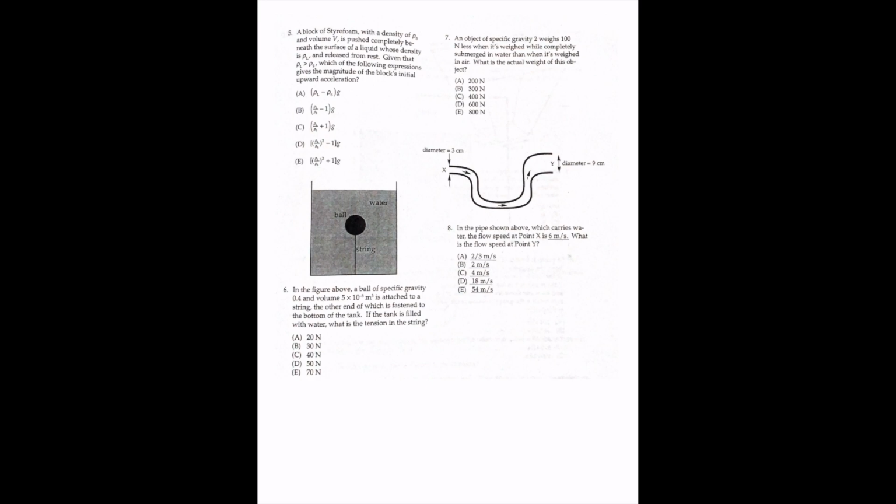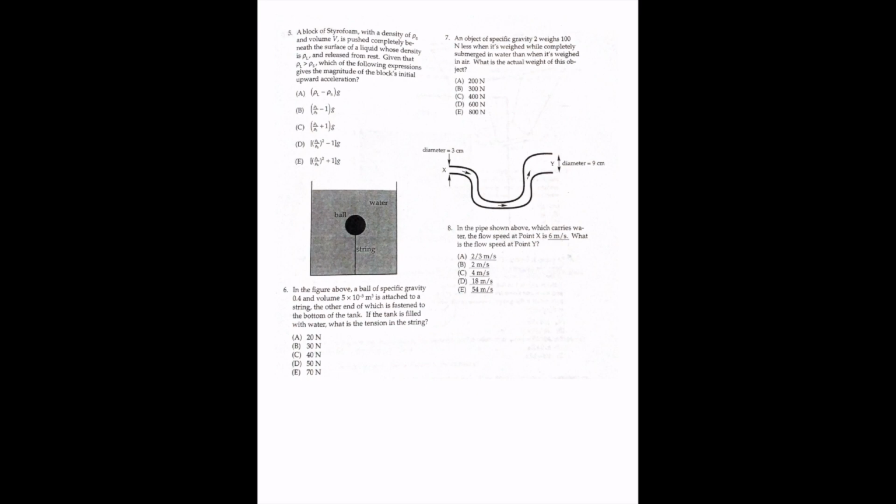So for question 5, a block of styrofoam with a density of rho s and volume V is pushed completely beneath the surface of a liquid whose density is rho L and released from rest. Given that rho L is larger than rho s, so the liquid density is larger than the density of the block, which of the following expressions gives the magnitude of the block's initial upward acceleration?